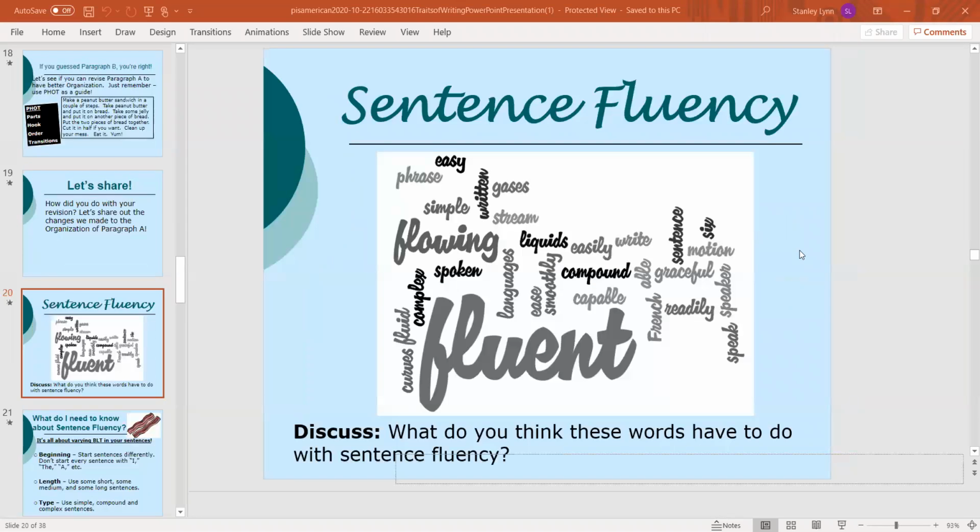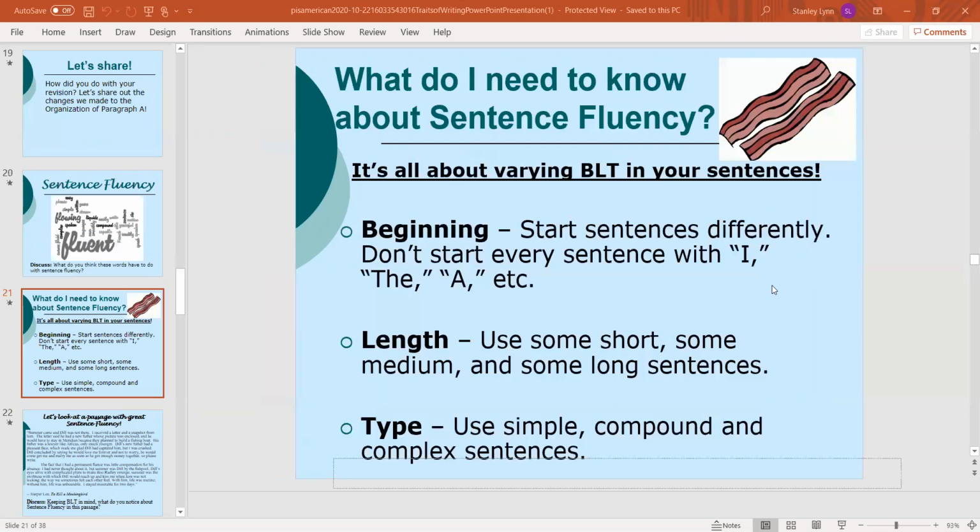Sentence fluency. What do you think these words have to do with sentence fluency? Have a look at them. Ease, easy, fluent, graceful, motion. What do I need to know about sentence fluency? Sentence fluency is all about varying BLT in your sentences.